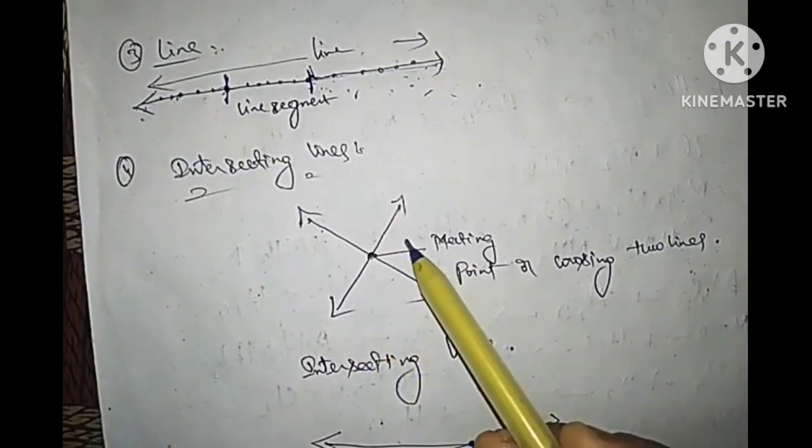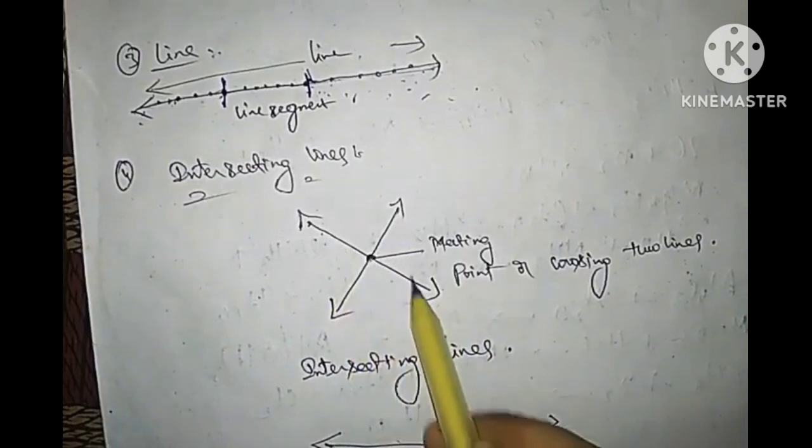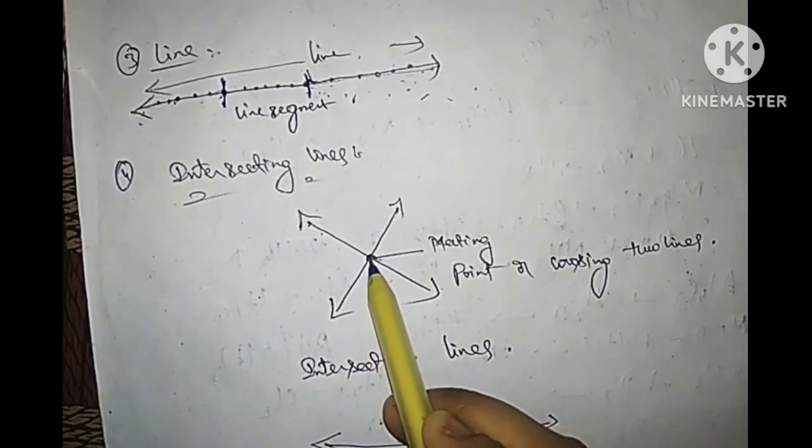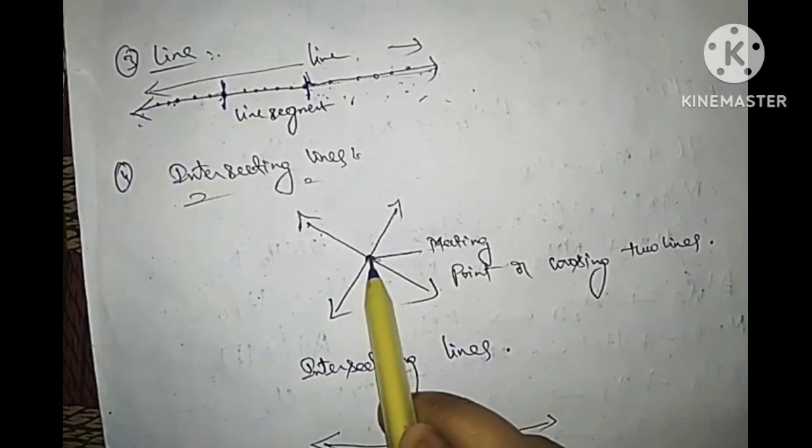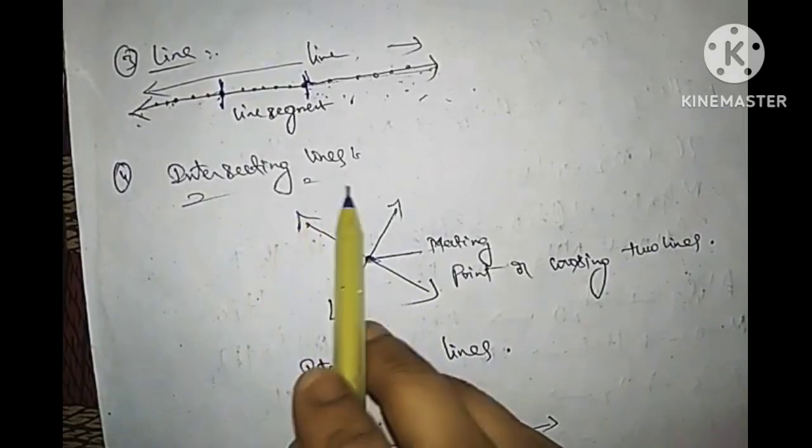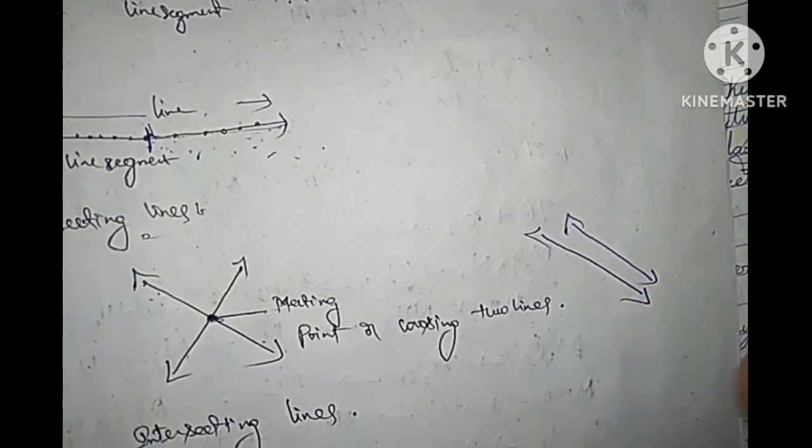See, intersecting lines will look like this. If two lines are meeting and crossing each other at this point, this one is the meeting point or the crossing point of these two lines. So these two lines have a meeting point or crossing point. That's why these two lines can be called intersecting lines. For example, this one will be like this. Are these two lines intersecting at any point or crossing each other at any point? No, so that's why these cannot be intersecting lines.